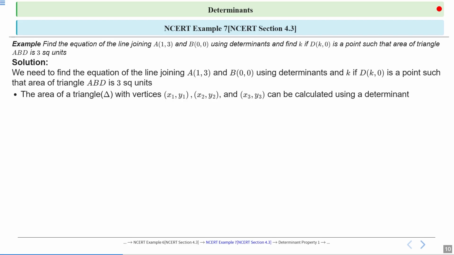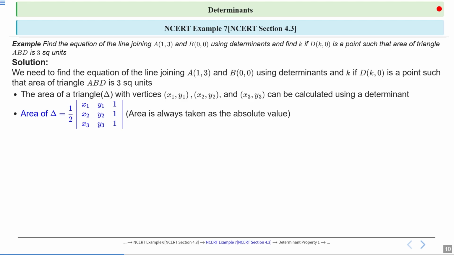As we know, the area of a triangle with vertices (x1, y1), (x2, y2) and (x3, y3) can be calculated using a determinant, that is, the area of the triangle is equal to 1 by 2 times the determinant of the rows x1, y1, 1; x2, y2, 1; x3, y3, 1. Just calculate its determinant and multiply by 1 by 2, and we get the area of the triangle.